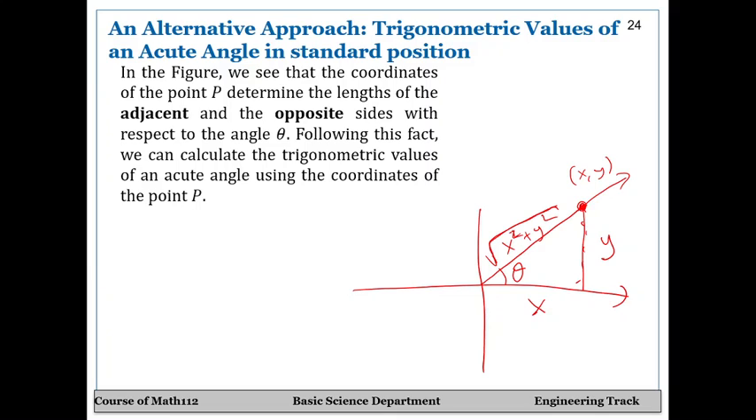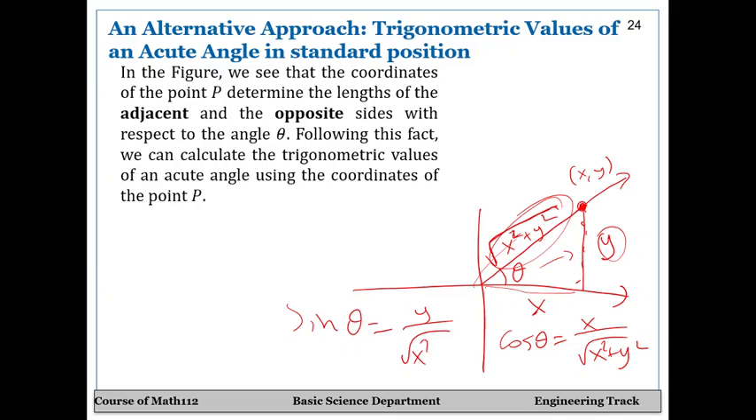Now I can use the same idea. What is cosine theta? It's x divided by the hypotenuse. And what is sine theta? This is the opposite side divided by the hypotenuse. And one more thing, tangent theta. What is tangent theta? Tangent theta is y over x.